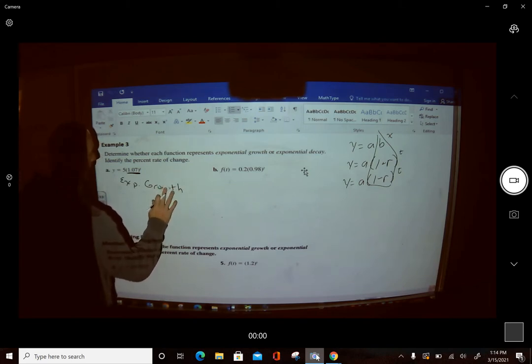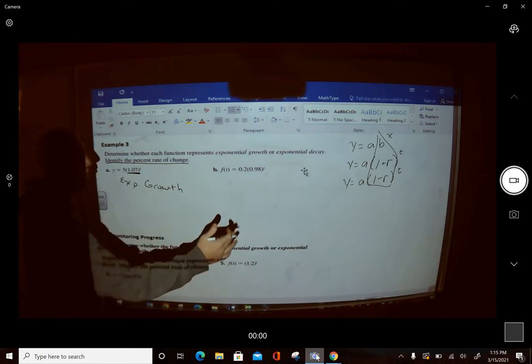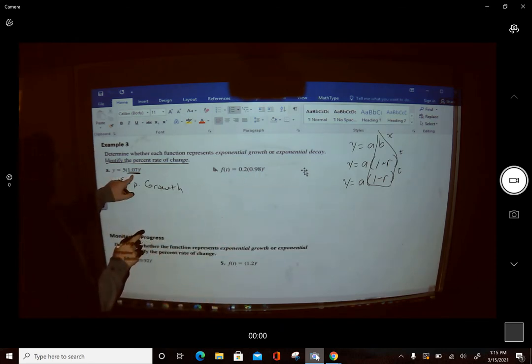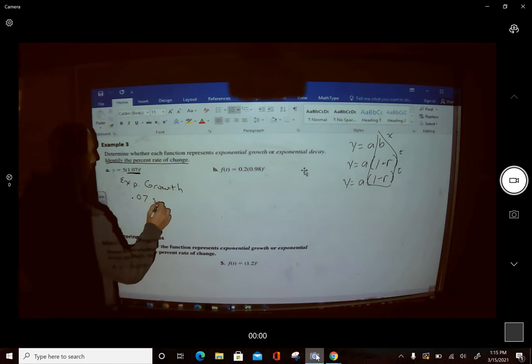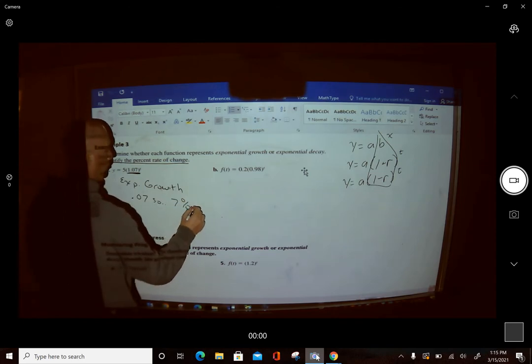How do I know that? Because my multiplier is greater than 1. Now, to identify the rate of change, how much more than 1 are you? In other words, what would the r have to be to make this number? So this is 0.07 bigger than 1. So we have a 7% growth rate.